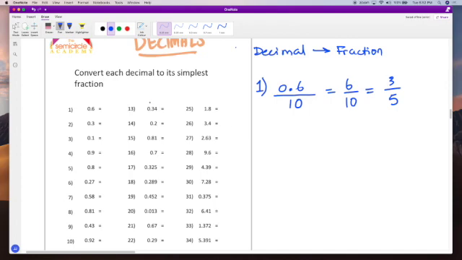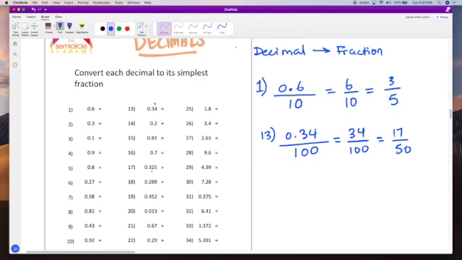Let me try number 13. 0.34. You add your vinculum, you put the 1 where the decimal is, you add 2 zeros, and this is really 34 over 100, which really boils down to... can that be reduced? Yes, it can be reduced because they're both even. It boils down to 17 over 50. And that's pretty much it.